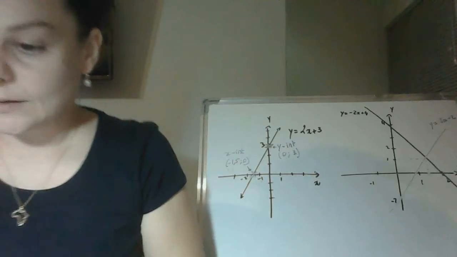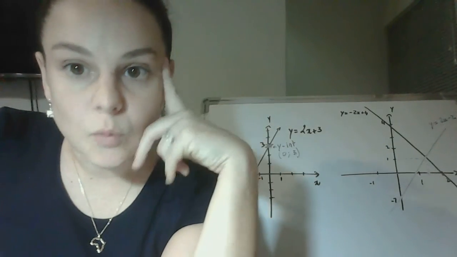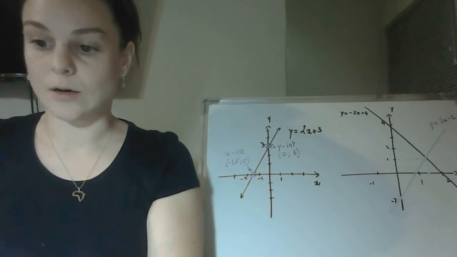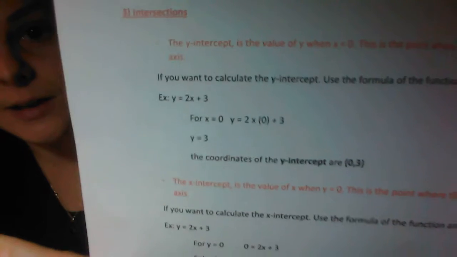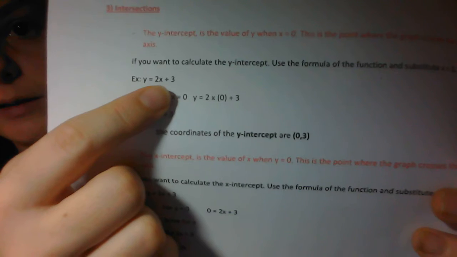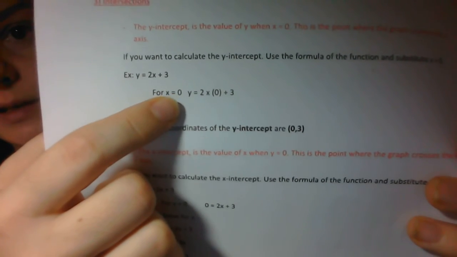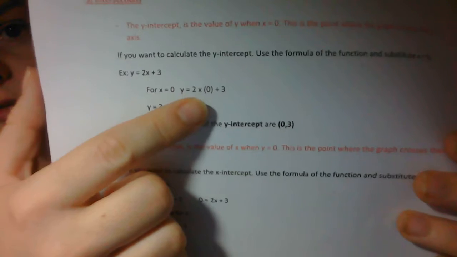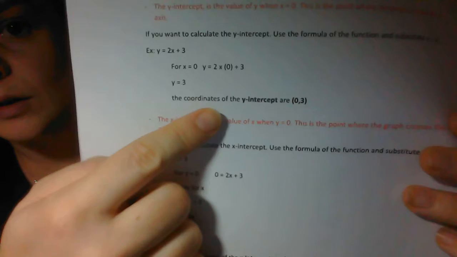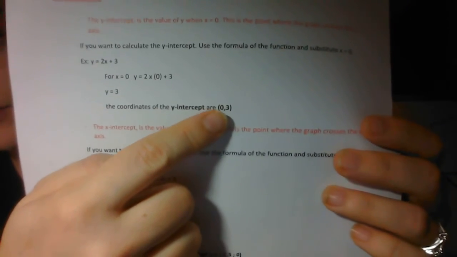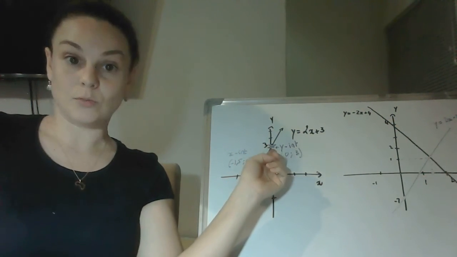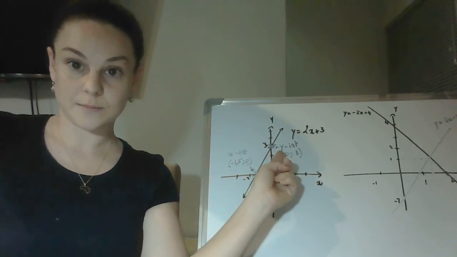Remember, when you want the y-intercept, you substitute x by 0 in the equation and calculate it. For instance, when the graph is 2x plus 3, you substitute x by 0 and calculate y equals 2 times 0 plus 3, so y equals 3, and you give the coordinates: x is 0 and y is 3, which is exactly what we see here, (0, 3).